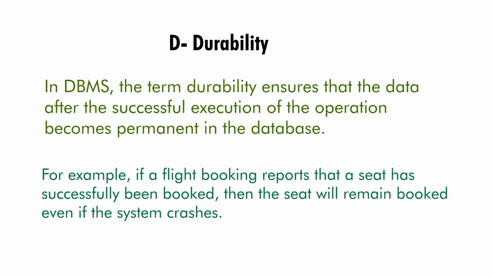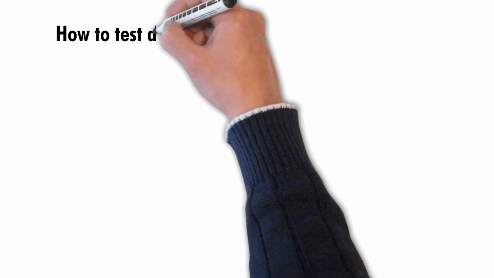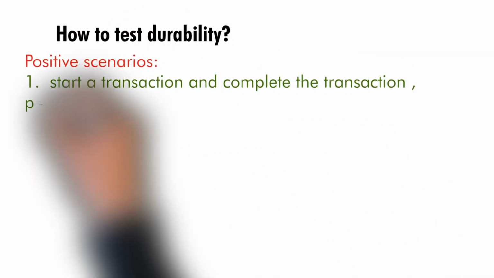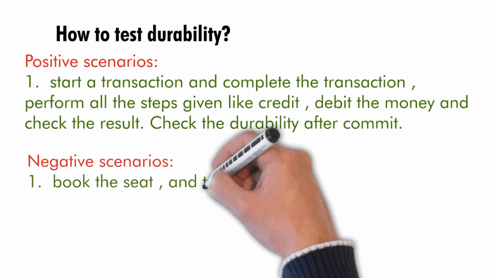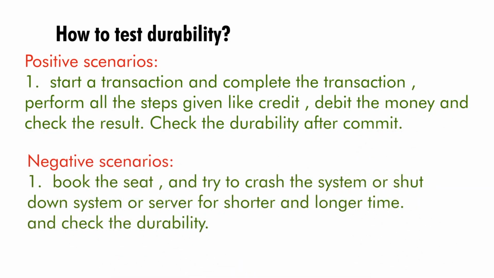Then how will you check durability? A positive scenario can be to start a transaction and complete it, and then check the durability after commit. For the negative scenario, as I just told, book the seat, try to crash the system or shut down the system or server for a shorter or longer time, and then check the durability. You can test with internet failure and power failure like this. So these were the four checks every transaction should ideally go through.